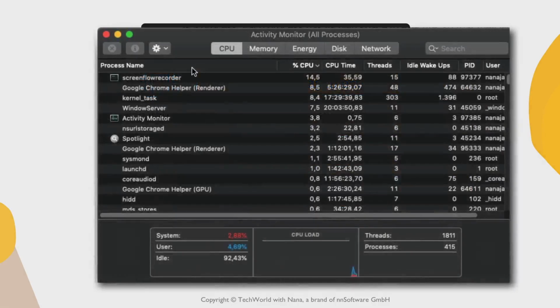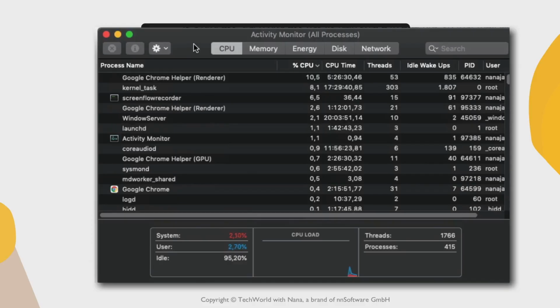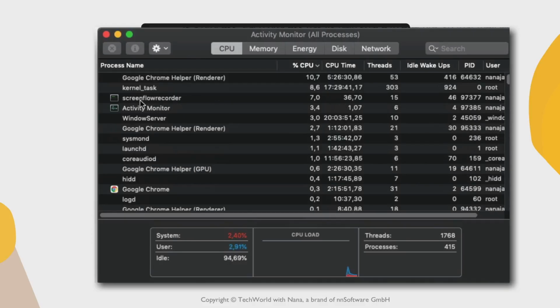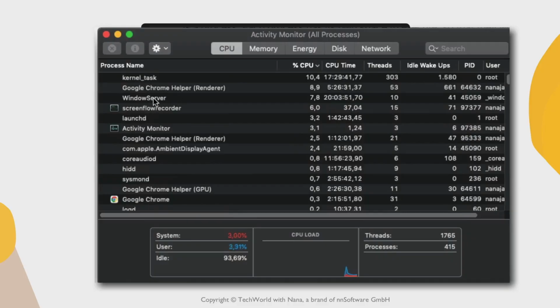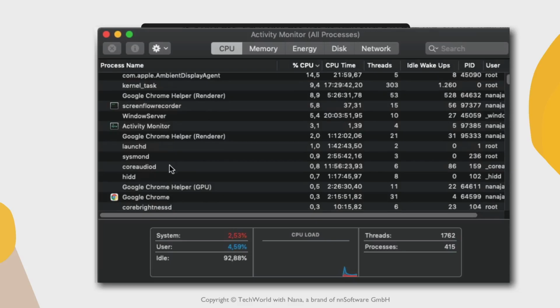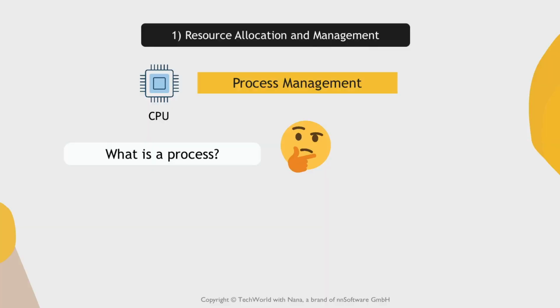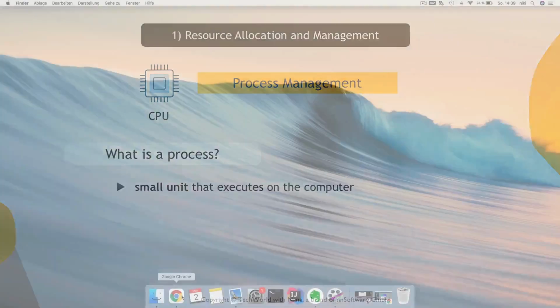This is an example of activity monitor on a macOS that shows different processes running on a computer. You have the ScreenFlow recorder, multiple Google Chrome resources, and so on. And each has its share of CPU allocated to it. Now, what is a process? Process is a small unit that executes on a computer.